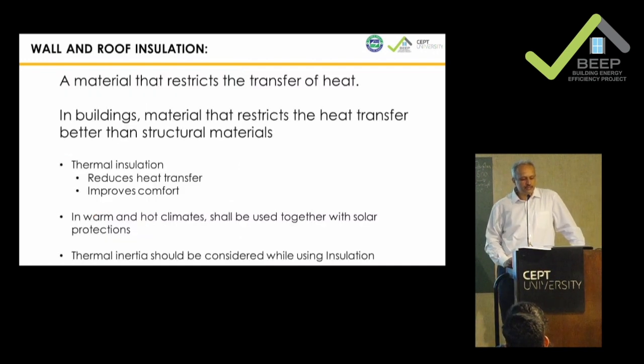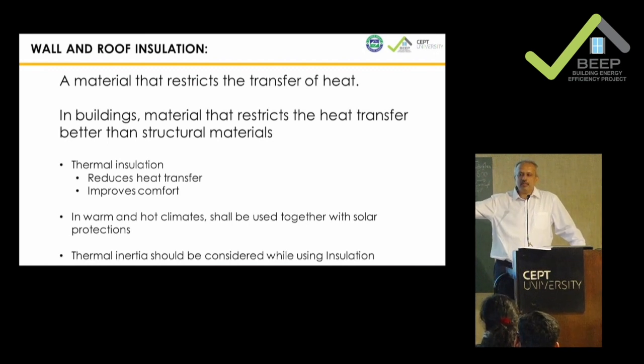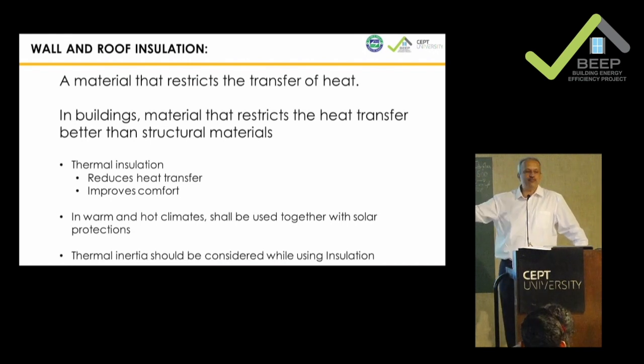Insulation is material that restricts the transfer of heat in buildings better than structural materials. It is important to state this, because anyway we are having a load-bearing wall, and anyway we are having a frame structure. What you can do beyond that is where generally the focus is. When you talk about heat transfer, your starting point is that you anyway have a wall, and what can you do beyond that, or along with it. Okay?